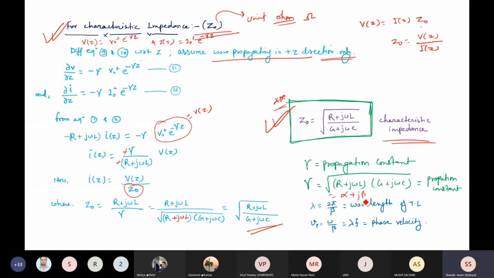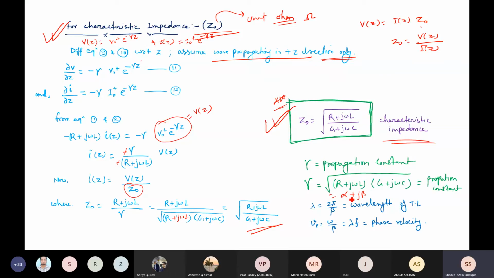So you can find out alpha as well as beta by using the binomial expansion, by taking j omega L outside and j omega C outside. We'll show you in the next slide, where we can find out alpha as well as beta.